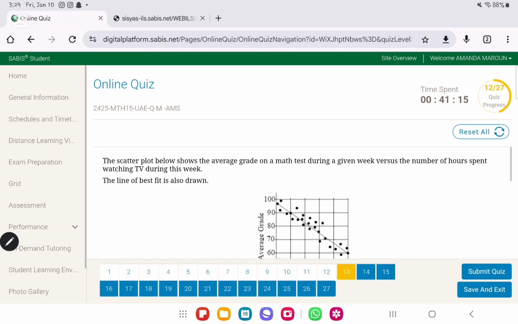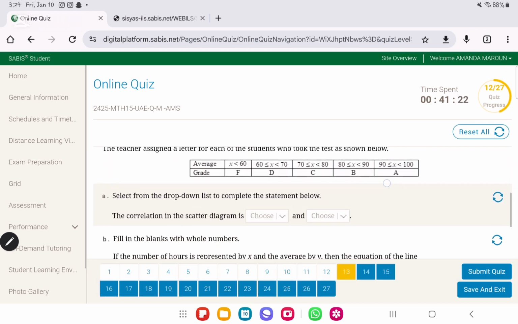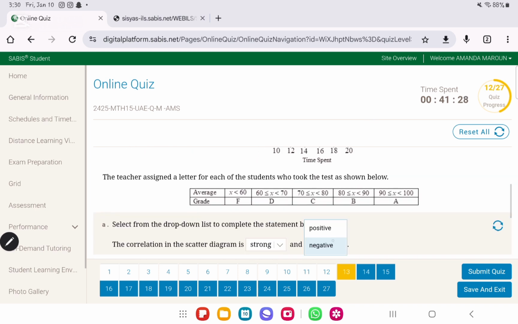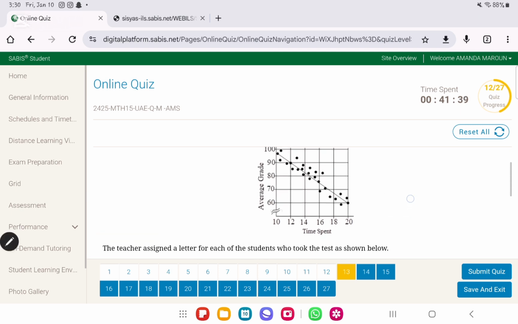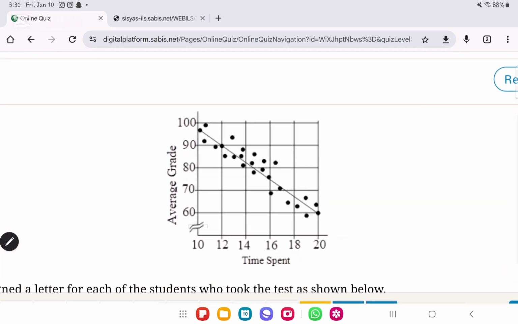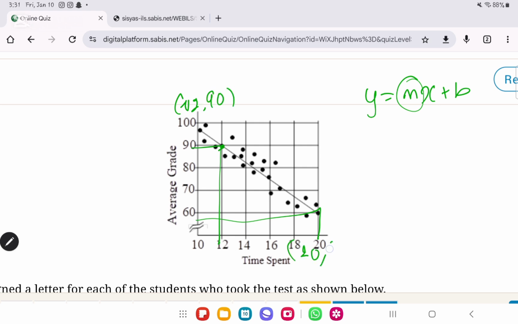Moving on to number 13. Alright, very simply, looking at the graph, it is what? It is a strong negative since it is going down. So the correlation in the scatter diagram is a strong negative. Now they want us to find the line of best fit. So let us find the line of best fit. The equation for this is y is equal to mx plus b. Okay, to find m, we need to choose any 2 points. So I prefer to choose (12, 90) and (20, 60).